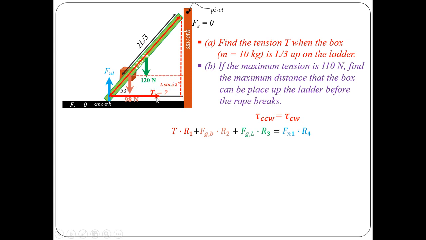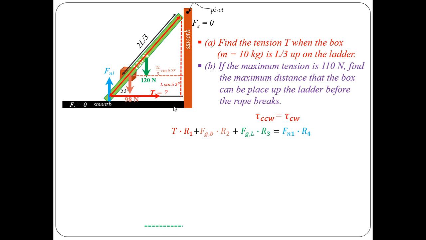Okay. And then the next one is the weight of the box itself. The weight of the box is right there. I'm going to take my cursor and put it from pivot. I'm going to go all the way down to where this box is, and that's a distance of 2L over 3. But I need the adjacent component of that because the adjacent component in this case will be perpendicular to the weight of the box, and that's going to be 2/3 L cosine of 53.